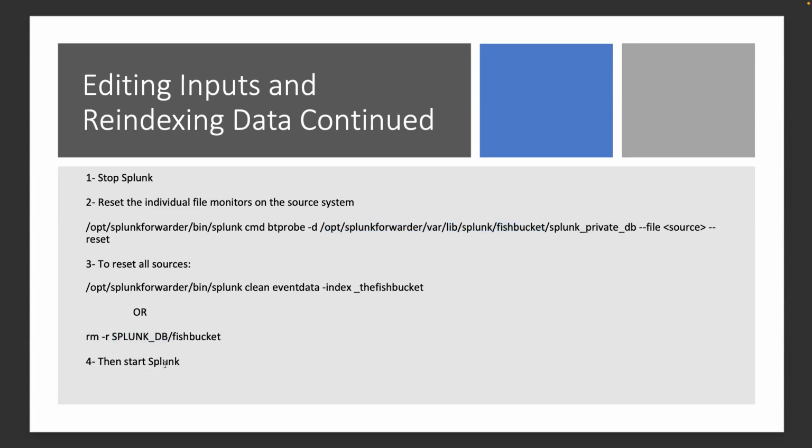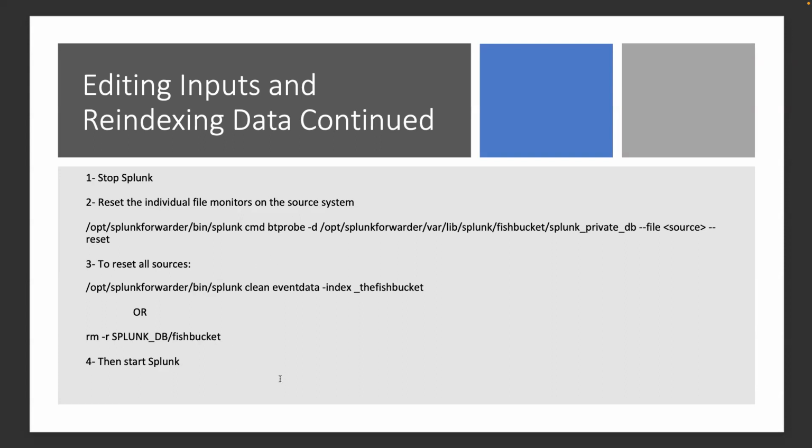When you start up Splunk, it will create a new, empty folder for the fish bucket. Because the forwarder now has a new fish bucket folder, it looks at the folder and does not see any records of ingesting anything. So the forwarder will go back to all the configured inputs and re-index everything again. That's why you have to be careful in how you delete the fish bucket.